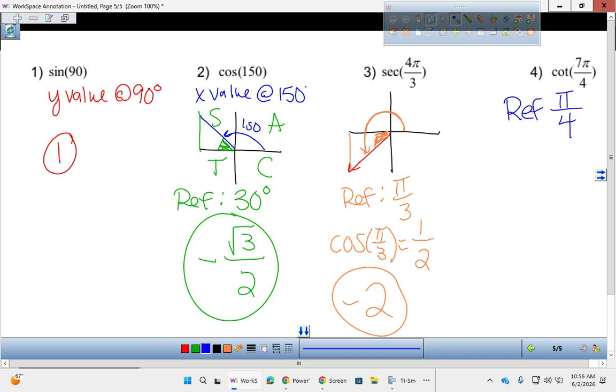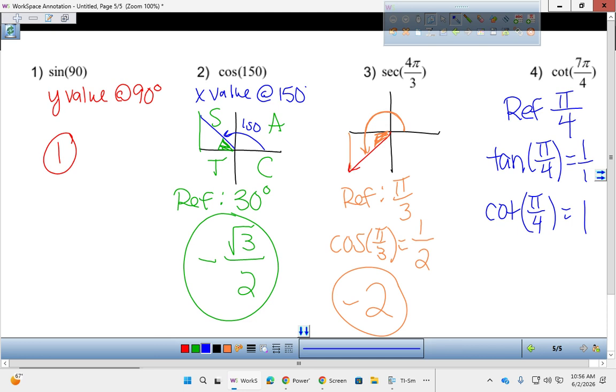The tangent, because cotangent goes with tangent. The tangent at pi over 4 is 1, right, if you look at what we filled out for tangent. So the cotangent at pi over 4 would be to flip 1 over 1. What do you get when you flip 1 over 1? Still 1. So the cotangent at pi over 4 is still 1. What quadrant is 7 pi over 4 in?